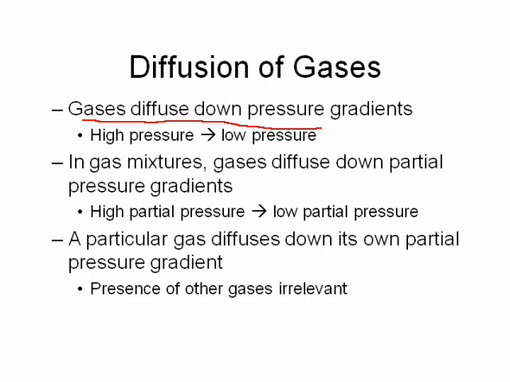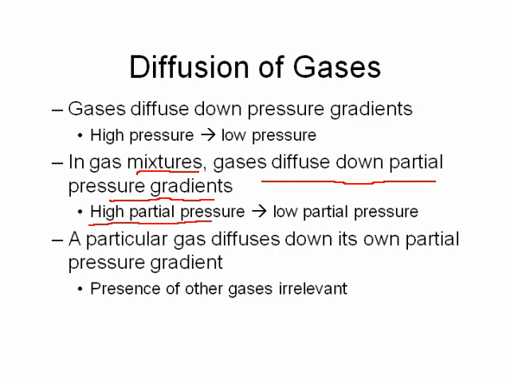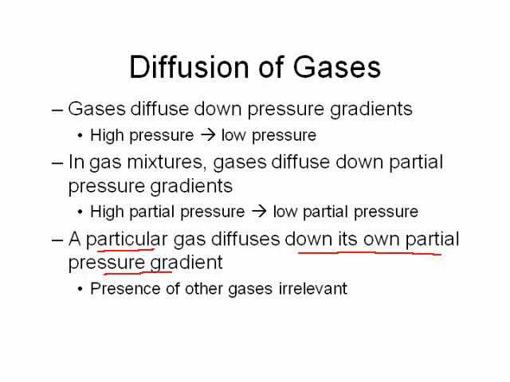So gases diffuse down their pressure gradient. They move from high pressure to low pressure. In a gas mixture, gases diffuse down their partial pressure gradient. Same thing, it's still a pressure gradient, but of course, the fact that there's more than one gas means each one has its own partial pressure. But it still moves from high partial pressure to low partial pressure. A particular gas diffuses down its own partial pressure gradient, and the presence of other gases is irrelevant.